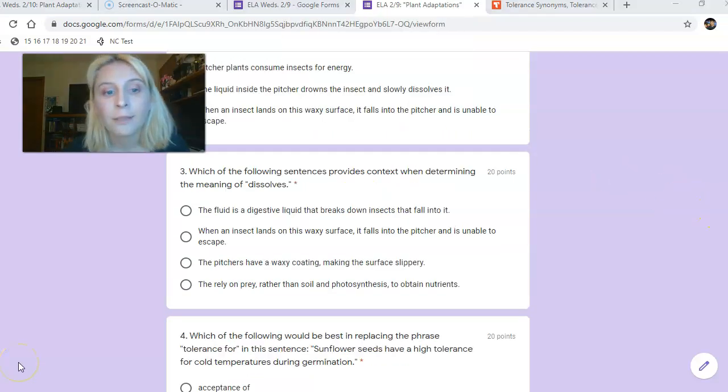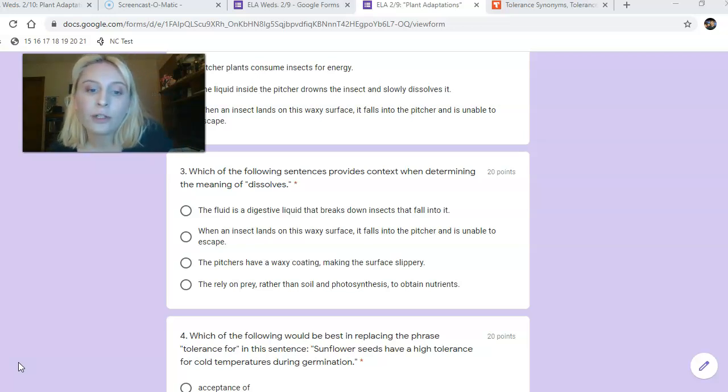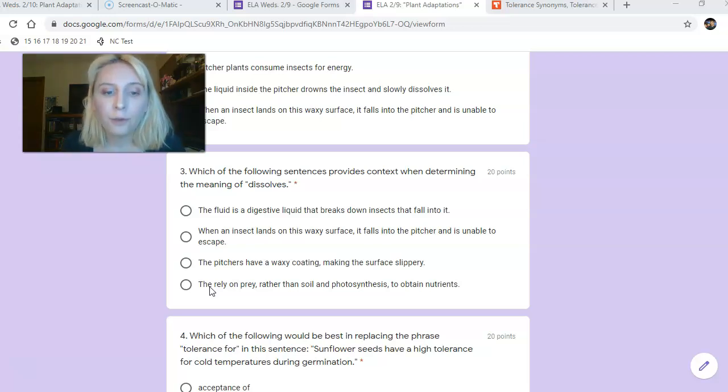Okay, number 3. Which of the following sentences provides context when determining the meaning of dissolves? So we have to pretend here for a minute that we don't know what dissolves means. So which of these 4 would do the best job of adding some context so that we could figure out what dissolves means? The fluid is a digestive liquid that breaks down insects that fall into it.